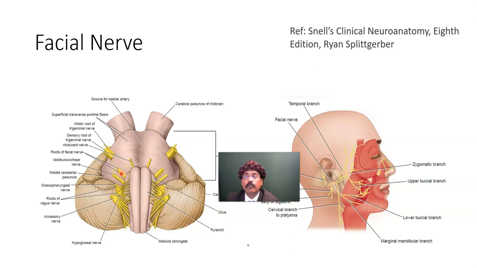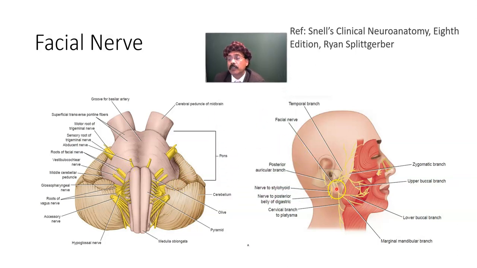This is the sensory root of the facial nerve, and this is coming out from the lower border of the pons and upper part of the medulla oblongata, lateral to the abducent nerve. This is the facial nerve. And we are also looking at the innervation.